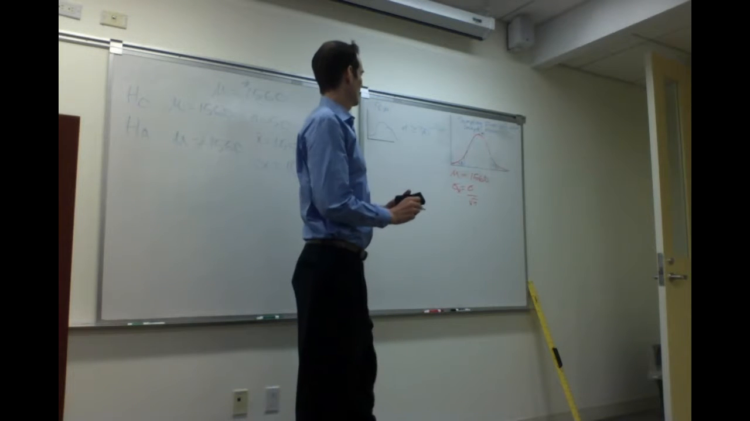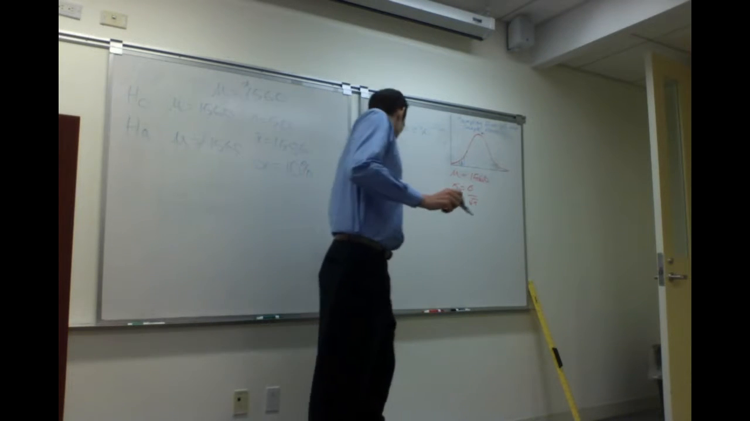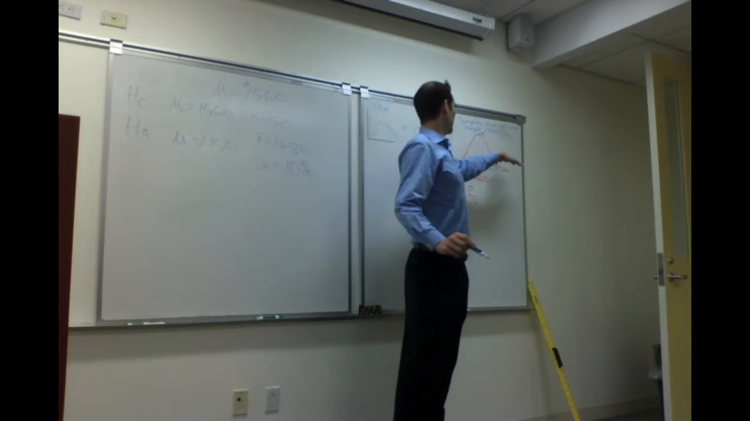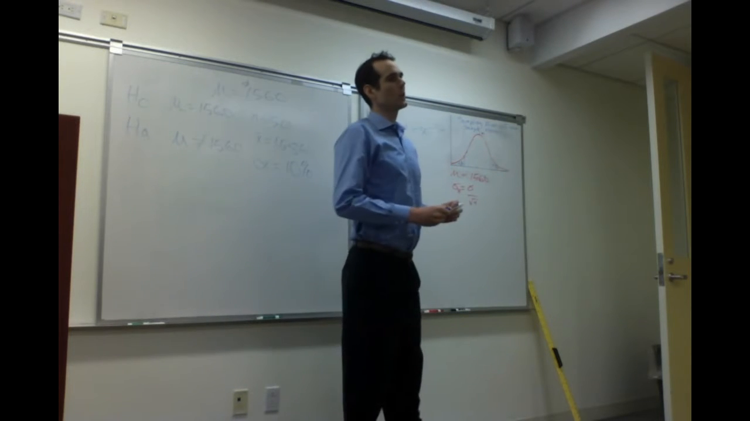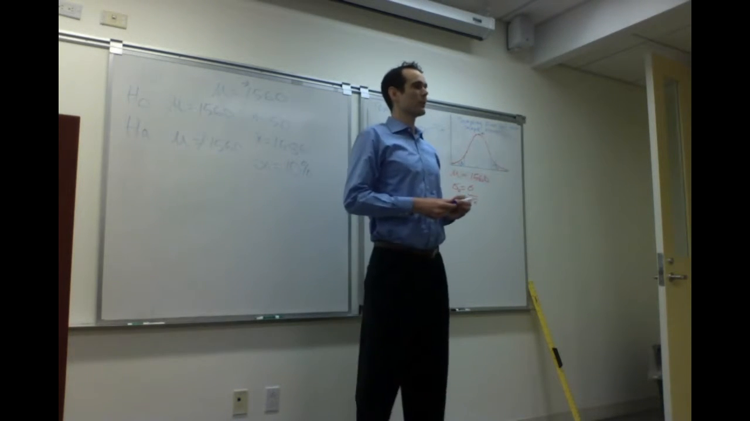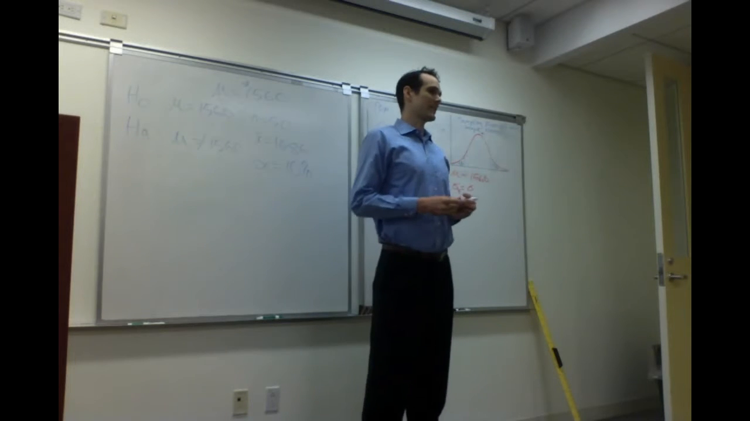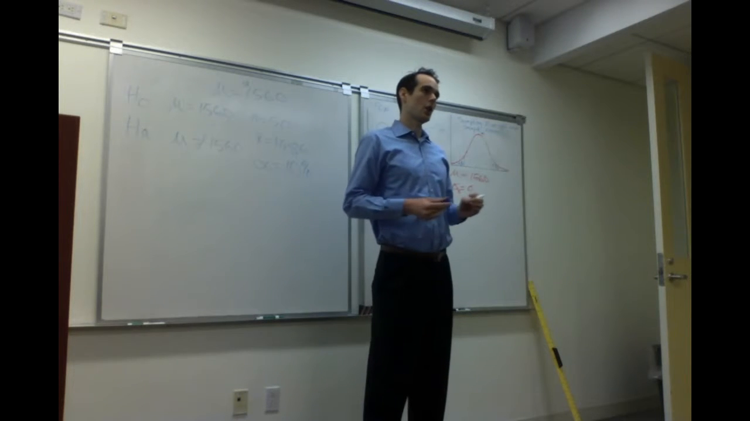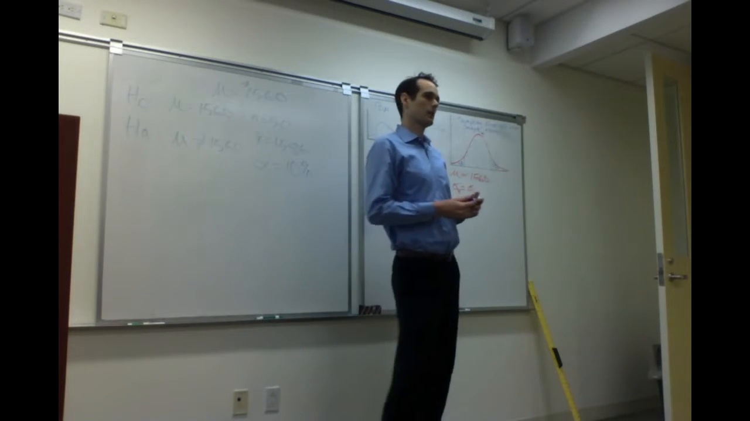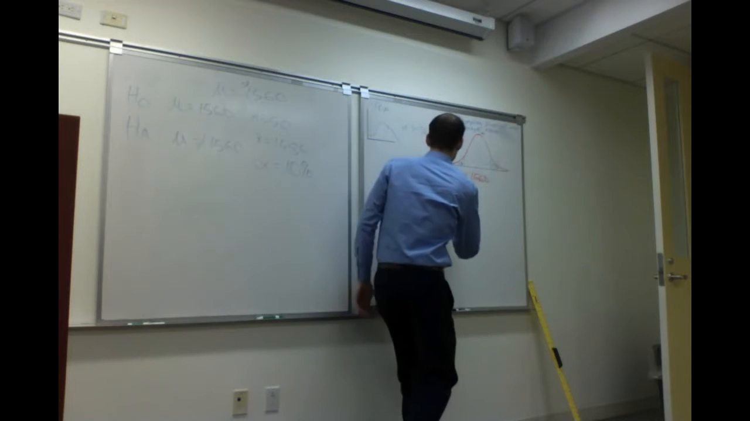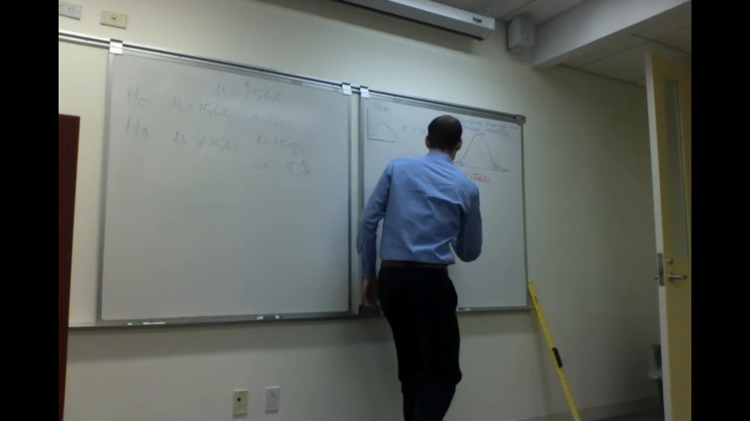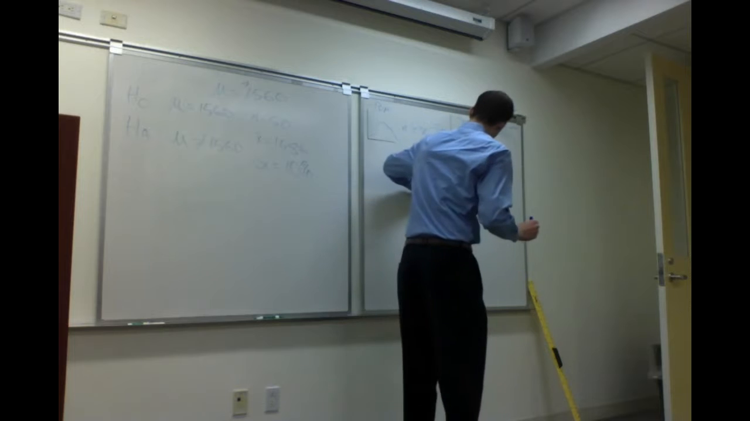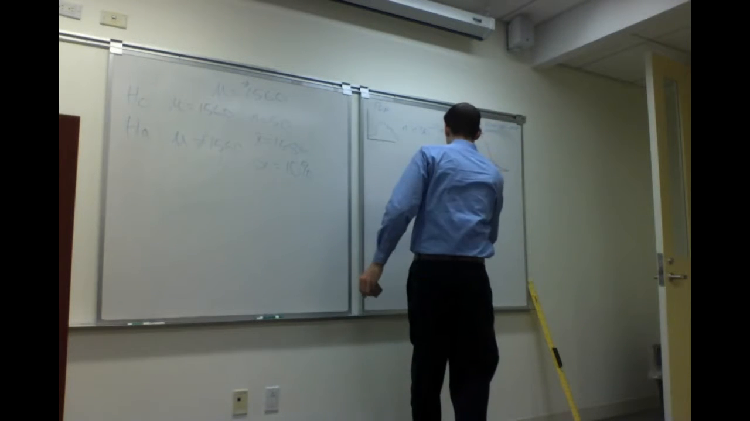So, given this 5% in the bottom tail, 5% in the upper tail, we need to find what we call critical values. Those are z values above or below which we will reject the null hypothesis. So we need to find some z's, z values.